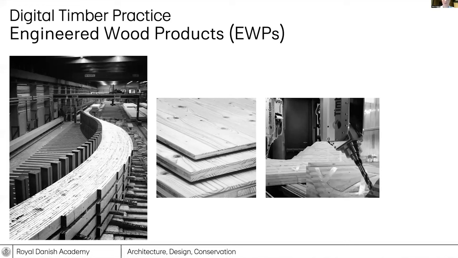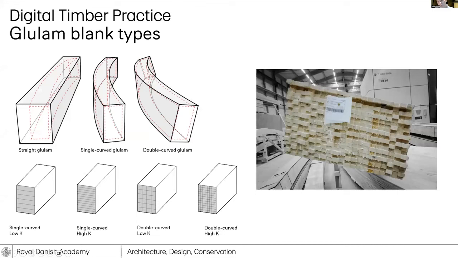play with, such as glue lam on the left, cross-laminated timber, and combining those with multi-axis machining gives us incredible possibilities for things to do with timber and the whole arsenal of timber products. So in my research, I began by really zooming in on this interesting object that was representative of all this, which was the glue lam blank. So the unfinished piece in between the raw material and the final product.